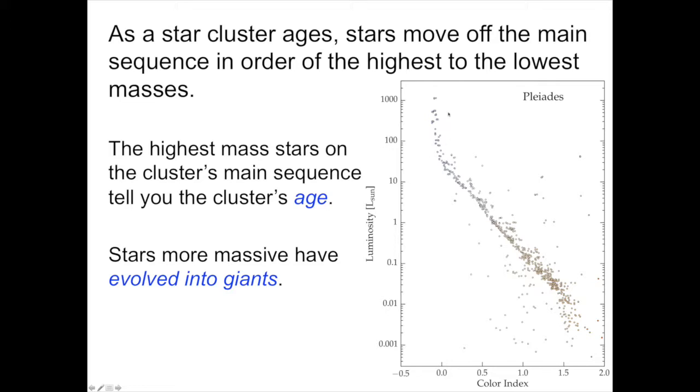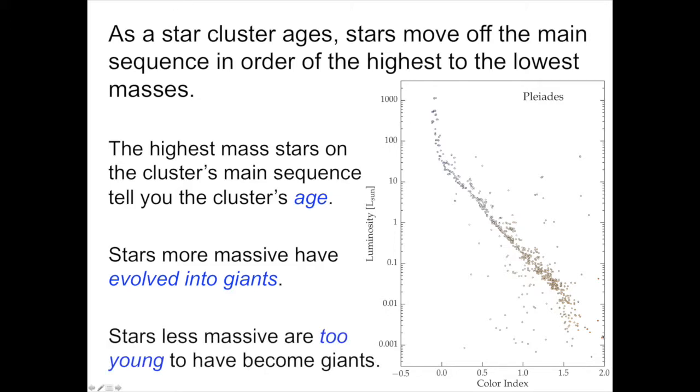Indeed, you can see at the top of the Hertzsprung-Russell diagram here, the very most luminous stars are no longer on the main sequence. They're a bit to the right-hand side. They're slightly cooler. These are stars that are in the process of evolving away from the main sequence because they've run out of hydrogen deep in their cores. The lowest mass stars, however, are too young to have evolved away. They still have plenty of hydrogen in their cores to fuse into helium, and so they remain on the main sequence. They can't become giants yet because they're not old enough yet.